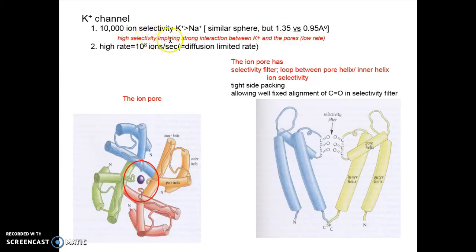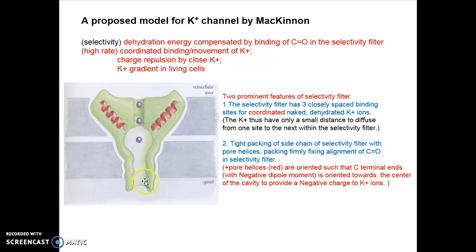Usually, high selectivity implies there are strong interactions between the potassium ion and the pore, so that the release of bound potassium from the pore may slow down the passage of potassium. However, this channel has a high passage rate close to the diffusional rate of potassium movement. The diameter of the ion pore varies along its length, wider and much wider at the middle, and narrow. The cytosolic half of this ion pore is filled with water.